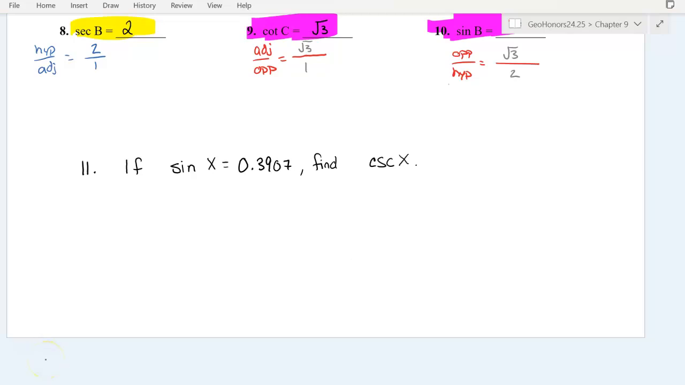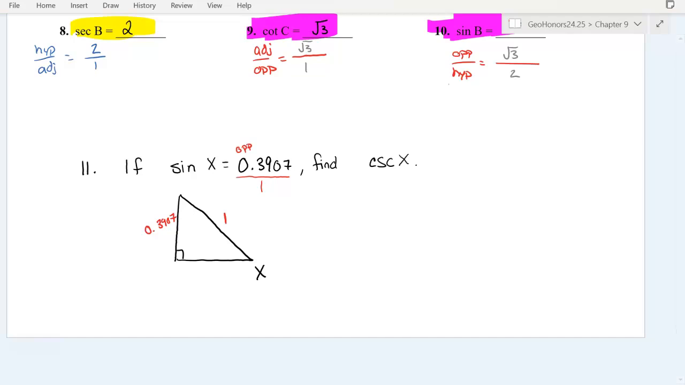For a problem like this, I want us to recall that right now we are only dealing with right triangles. And this sine of x equal to 0.3907 is telling me that one of my acute angles I can label as x. Let's say I label this x. Sine is opposite over hypotenuse. I don't have to make this a fraction. I can just consider it as a fraction over 1, which makes this my side opposite, 0.3907, and my hypotenuse has a length of 1.